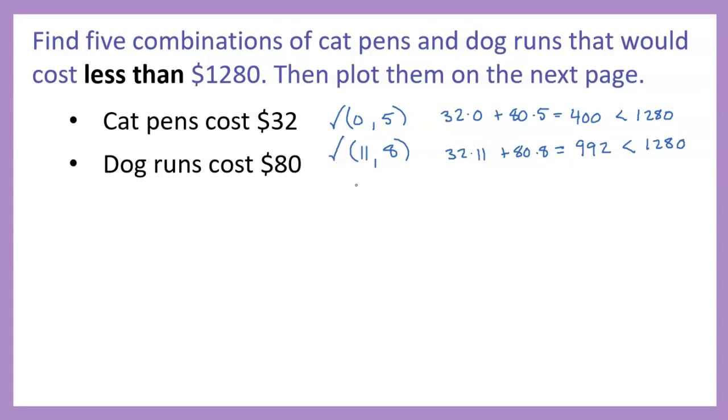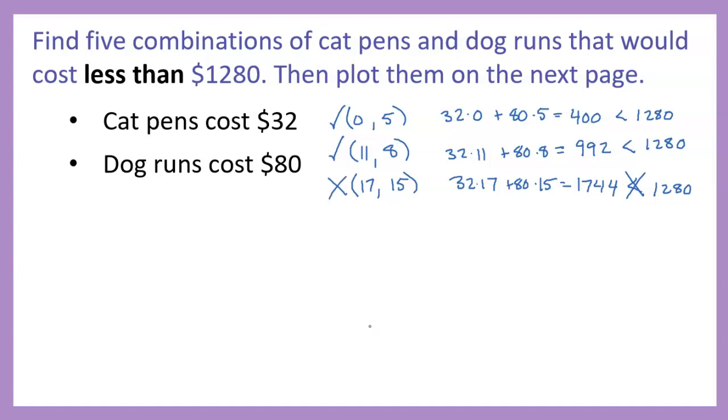And again, I'm just going to pick some random numbers and see if they work. How about, let's do 17 and 15. Let's see if that works. 32 times 17 plus 80 times 15. Oh, that's 1744. That's too big. That didn't work. That's not less than 1280. So this is a no. That one does not work.